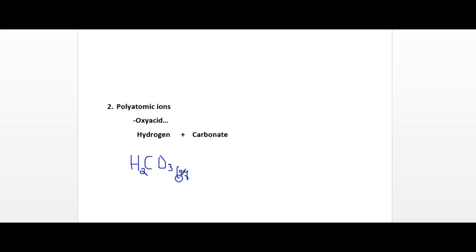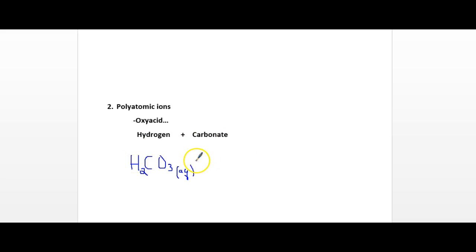AQ. If it wasn't AQ, it would be the same way we name an ionic compound, which would be hydrogen carbonate. We just use the name of the polyatomic ion plus the name of the cation.